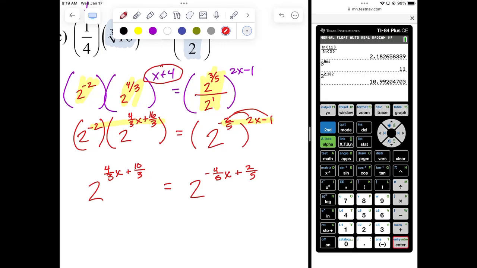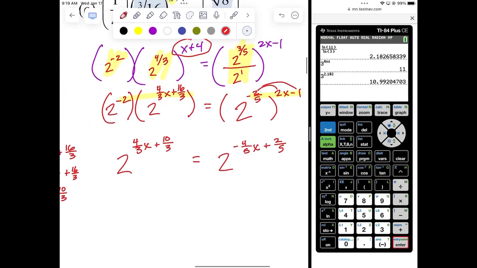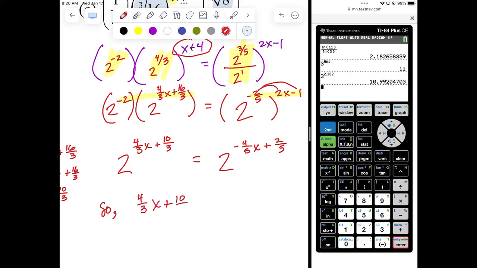I have succeeded in getting the bases the same. I have 2 to the something equals 2 to the something. So instead of logging base 2 both sides, I can skip that step of logging base 2 both sides. I can just equate the exponents. So 4/3 x plus 10/3 must equal -4/5 x plus 2/5. Bless you. You're so welcome.